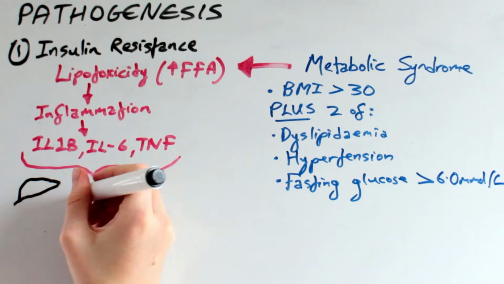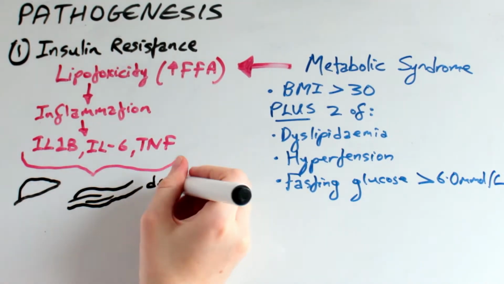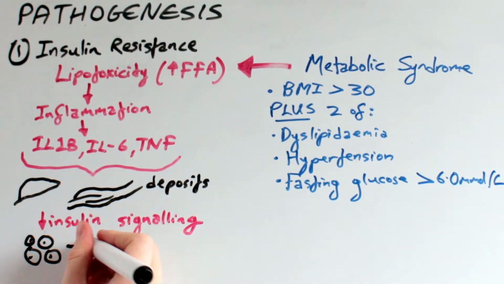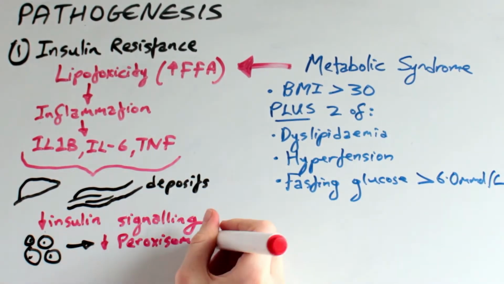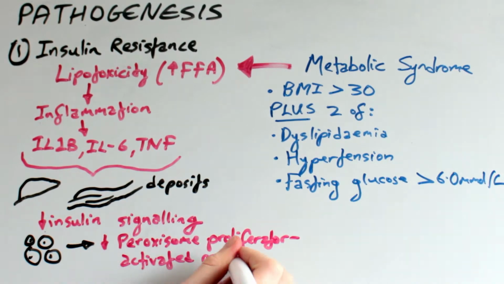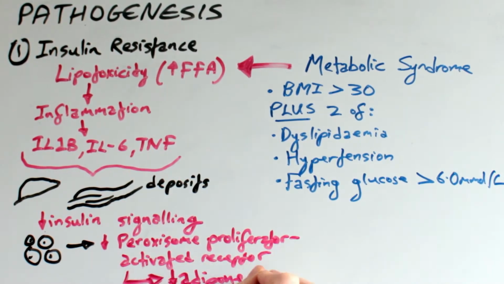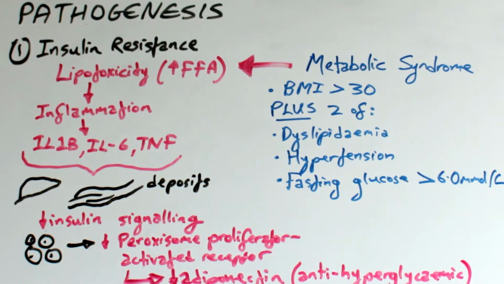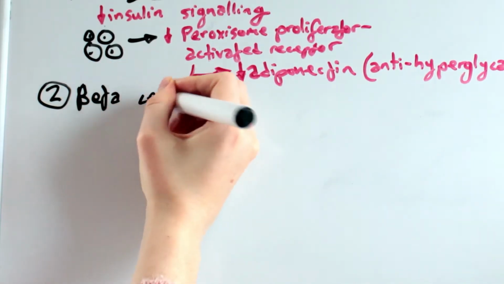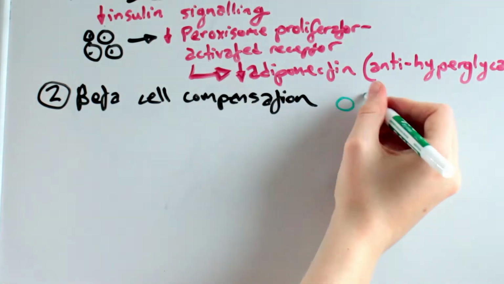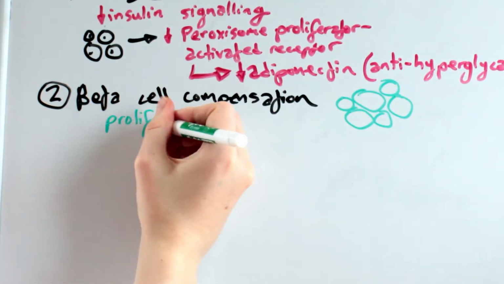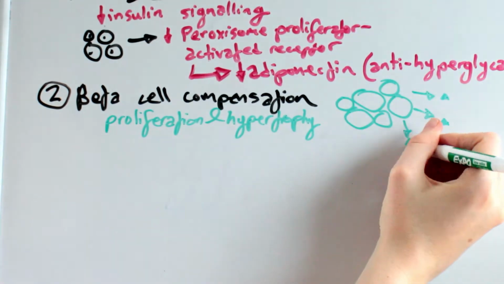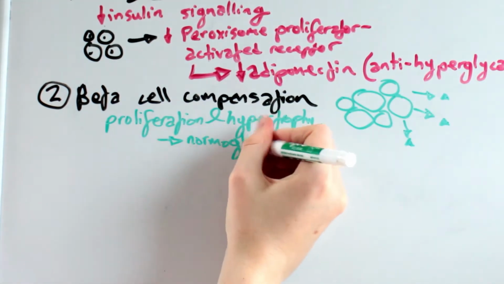This causes deposits of free fatty acids in the liver and muscle, resulting in reduced signaling. In adipose tissue, there is reduced peroxisome proliferator activated receptor, which leads to a reduction in adiponectin, which is an anti-hyperglycemic. Following the onset of insulin resistance, there is beta cell compensation. This is via proliferation and hypertrophy of the cells, such that they produce more insulin to maintain normoglycemia.